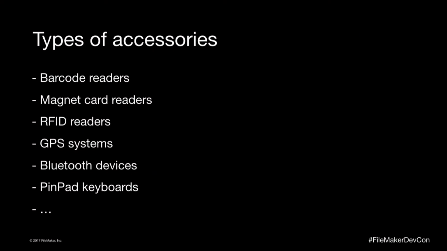So this is just my short list of what kind of accessories we may need to work with FileMaker. Of course, it's barcodes, barcode readers. It's needed widely, almost everywhere. We also need to read magnet cards. Sometimes we need to scan a driver's license or loyalty card, magnet bank card, anything. We need to work with RFID to read and write RFID, to read tickets, to read RFID tags. So it's also a very required feature.